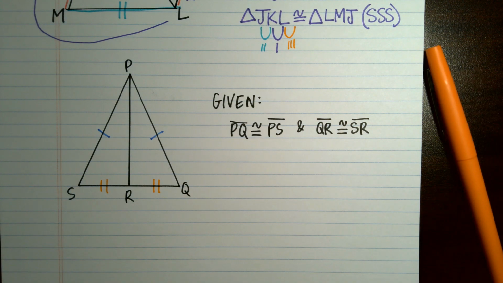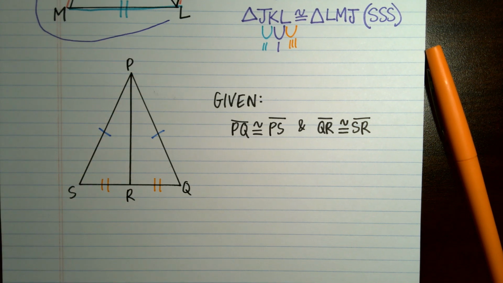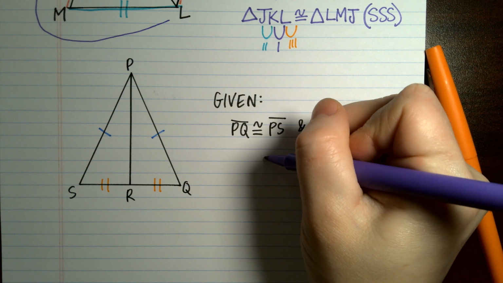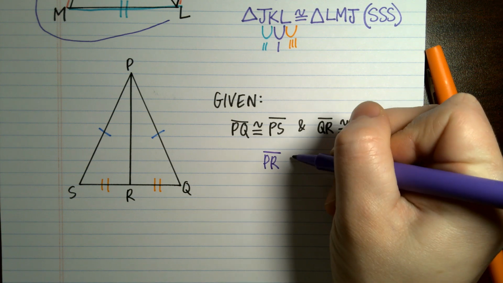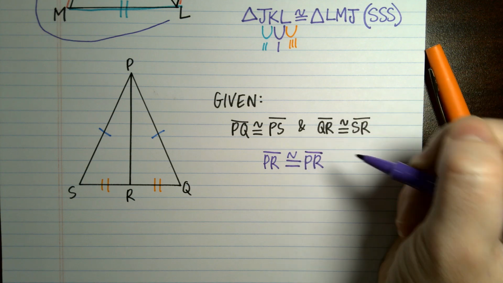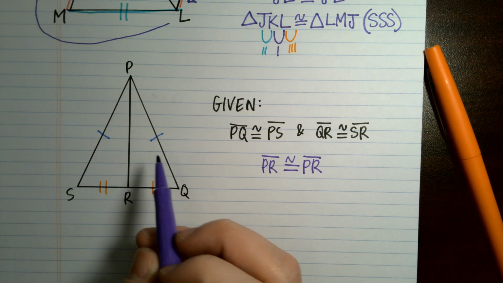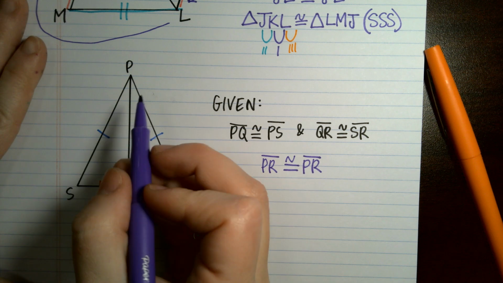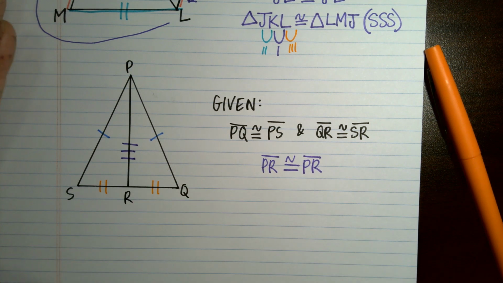So are there any other sides that I know are congruent just by looking at them? Will it be PR? Yes, PR is gonna be congruent to PR because they're connected to each other. So we're gonna write PR is congruent to PR. And how many tick marks am I putting on that middle line? 3. 1, 2, 3.